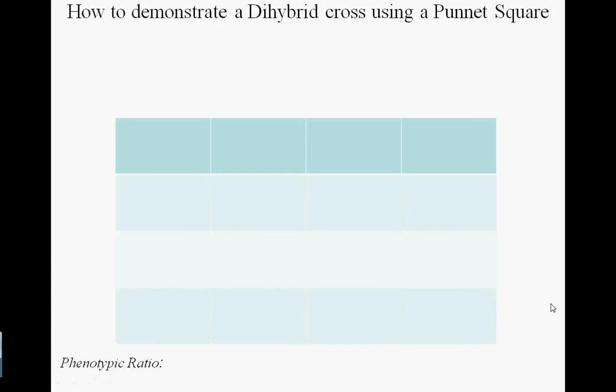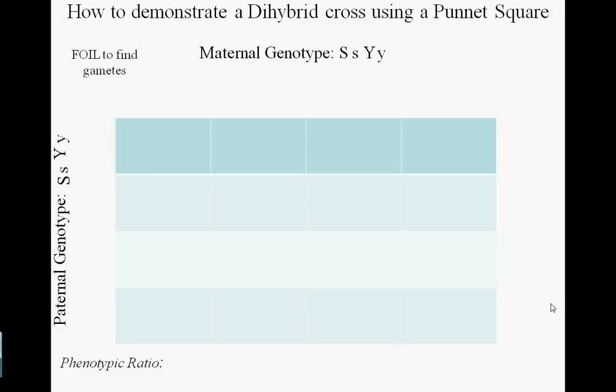So how to demonstrate a dihybrid cross using a Punnett square. Let's just use Mendel's example. We have the maternal genotype being big S, little s, big Y, little y, and the paternal genotype being big S, little s, big Y, little y, the same. Well, you have done algebra before, and you know how to FOIL: first, outside, inside, last. So you're foiling to find your gametes.